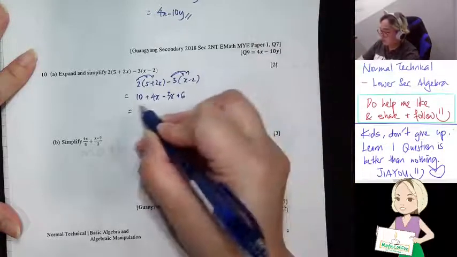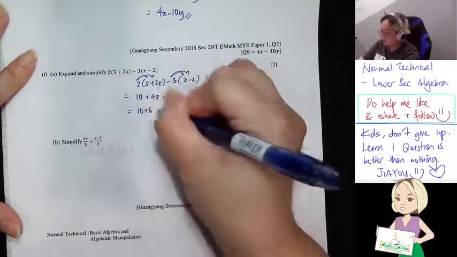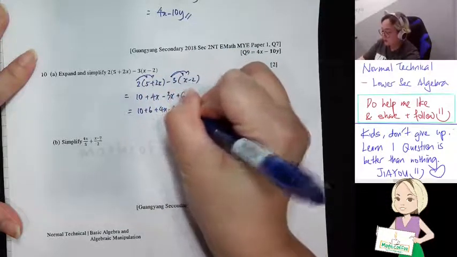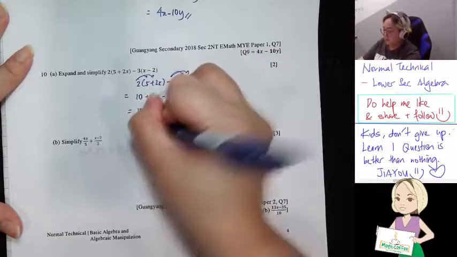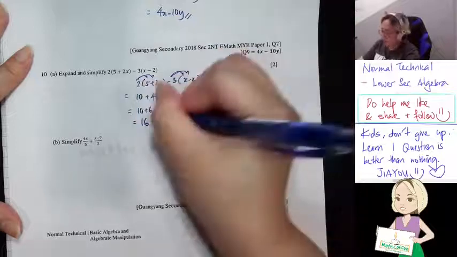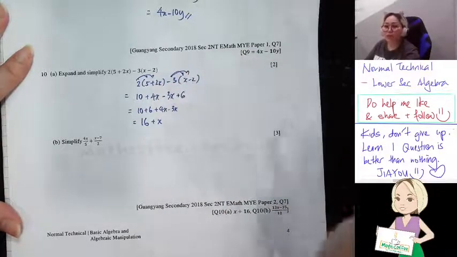Okay, so I'm going to put 10 plus 6. They are friends, so put them together. Then I have plus 4x and minus 3x. So 10 plus 6 is 16. 4 minus 3 is just 1, so you just put plus x. Nope, we don't put plus 1x. You just put plus x.